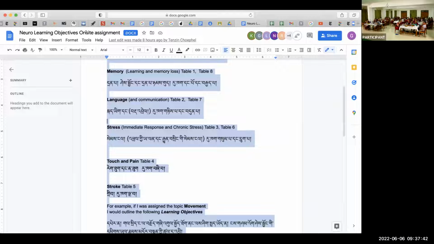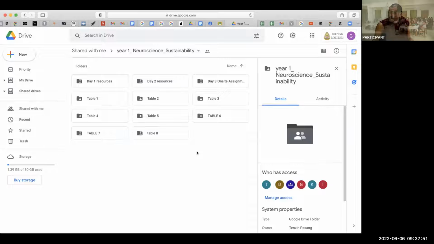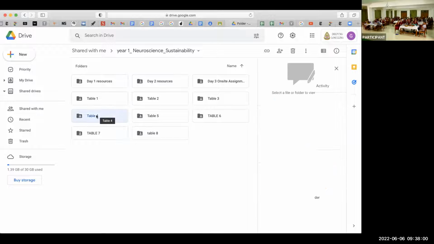So this was very good. Congratulations to both groups. Can we have another table volunteer, or I will pick? Maybe group number four. I think they raised a hand earlier. Yeah, okay. All right.